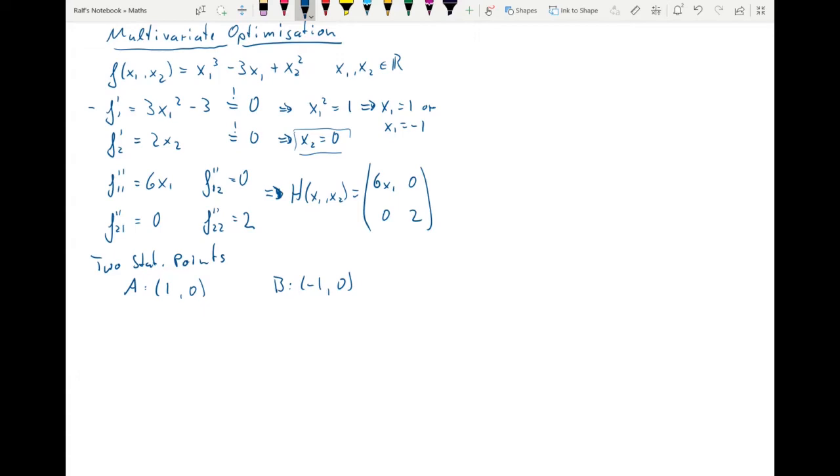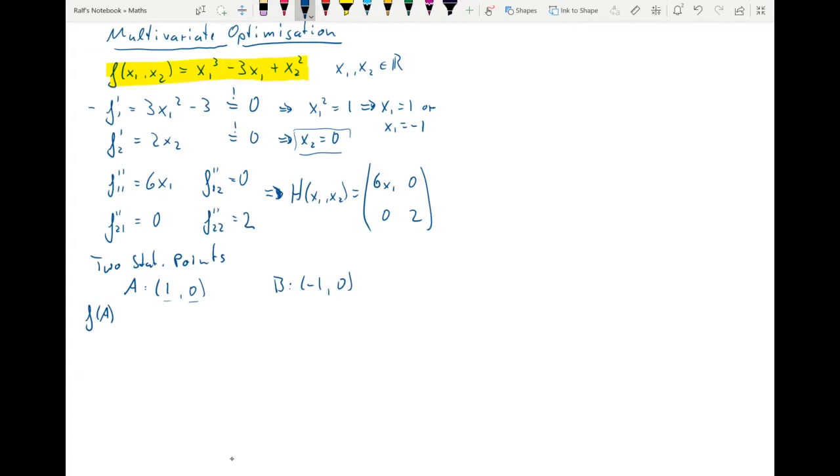Now we need to figure out whether they are local minima, maxima, or saddle points. To do that, we need to calculate the Hessian at these points. Actually, what we first do is calculate the function value. So let's calculate the function value at point A. If we substitute the value 1 and 0 into our original function, let me highlight what our original function is here.